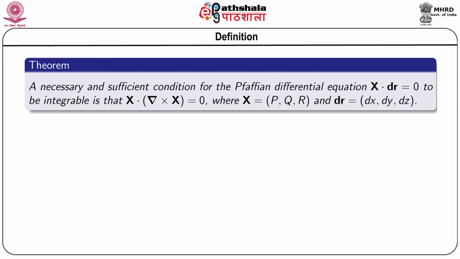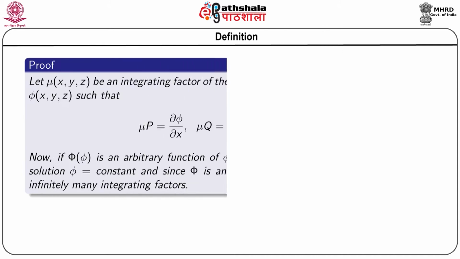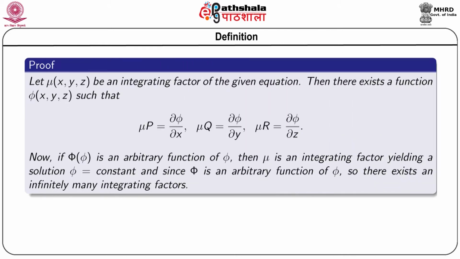So, a Pfaffian differential equation X·dr = 0 is integrable if this condition is satisfied: X·curl X = 0. Now, we are going to prove this theorem. We shall first prove the necessary part of this theorem. That means, we are first assuming that the Pfaffian differential equation X·dr = 0 is integrable, and we have to prove that X·curl X = 0.